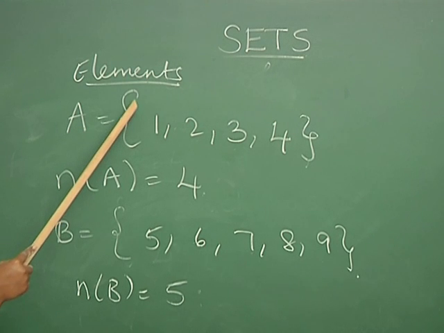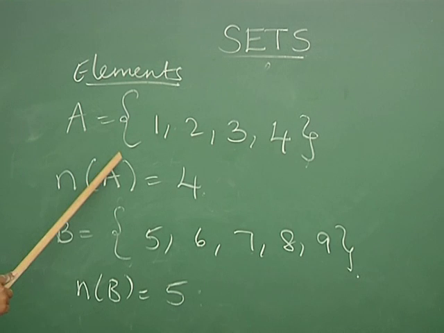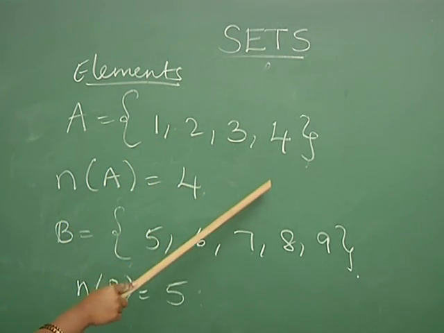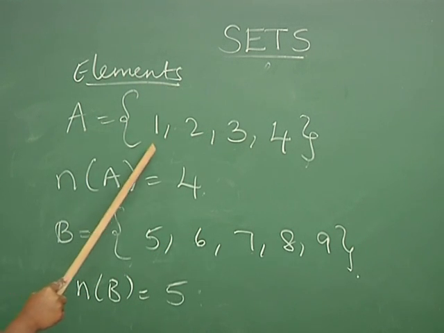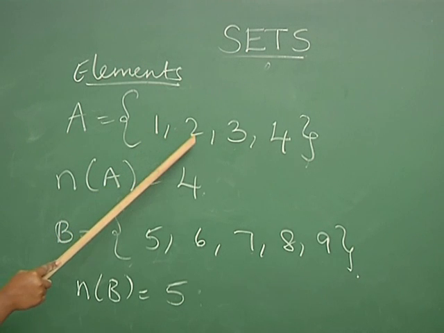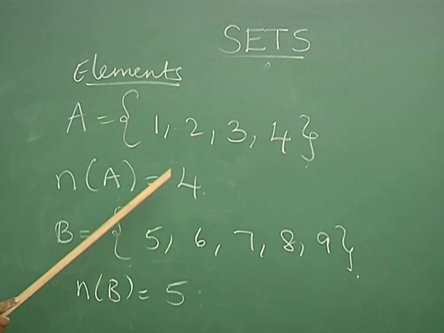A is equal to set of 1, 2, 3, 4. The set will be denoted by the symbol flower brackets. Now in this set we have the numbers 1, 2, 3, 4, but in the sets chapter we will call these numbers elements. So how many elements are there? 1, 2, 3, 4. So the number of elements present in set A is 4.